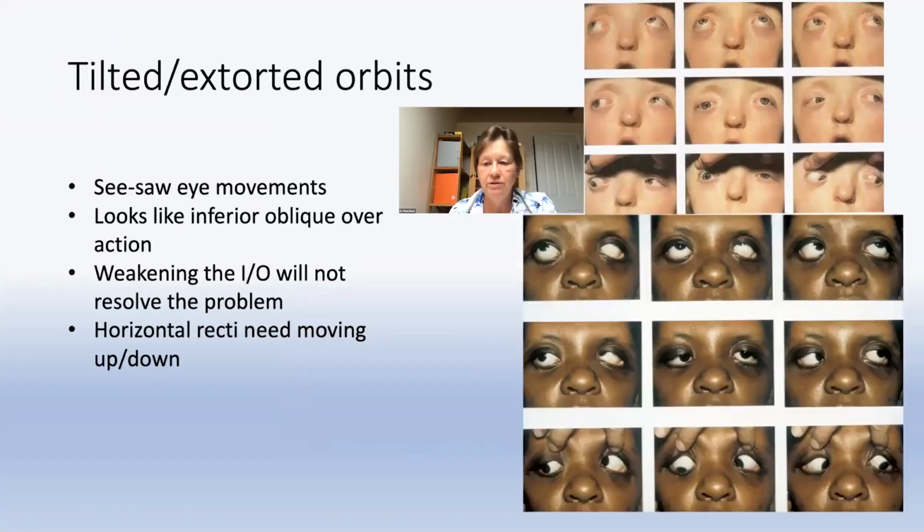So here is a child who has, this upper one here is perhaps not quite so clear as the lower one. This child has the seesaw movement. You particularly see it in this one here, where the eye rises upwards and this eye goes downwards. So how do you know that this is not just inferior oblique overaction?